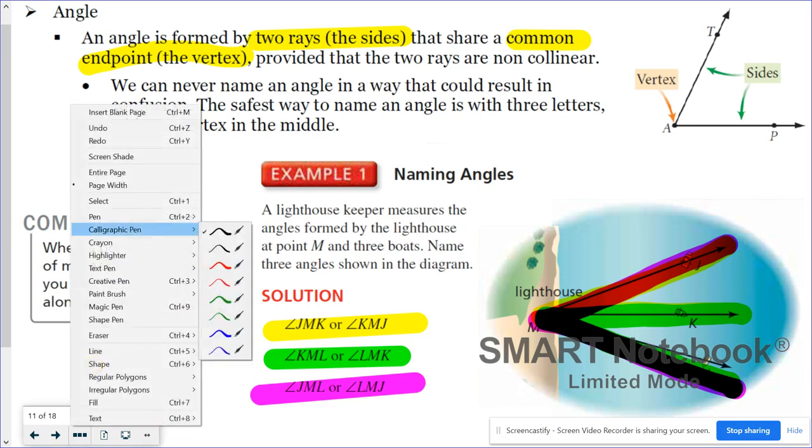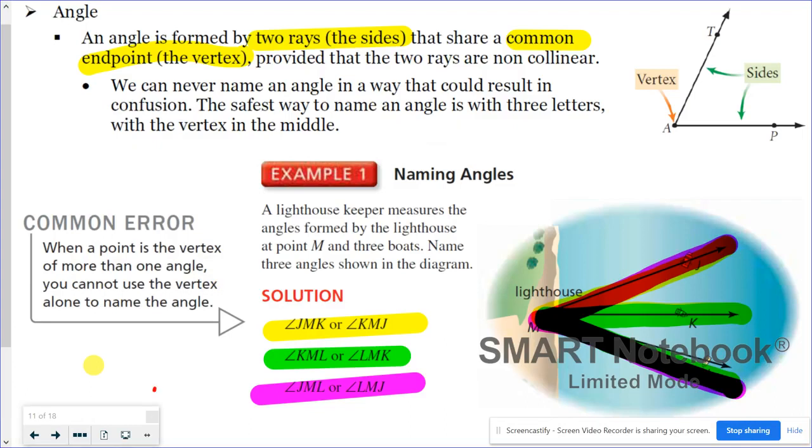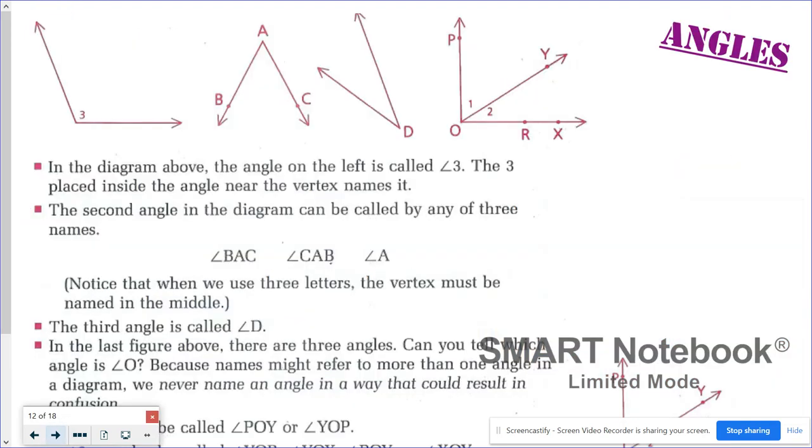Now, this angle at the top, I'm going back to it. I could safely call this angle angle A. When you use a single letter, it has to be the vertex. But notice, like in this diagram here, when I say angle A, there's no confusion. Whereas in the lighthouse diagram, when I said angle M, it's like, well, which angle are you talking about? So there are a couple of ways to name angles. You just need to be careful.